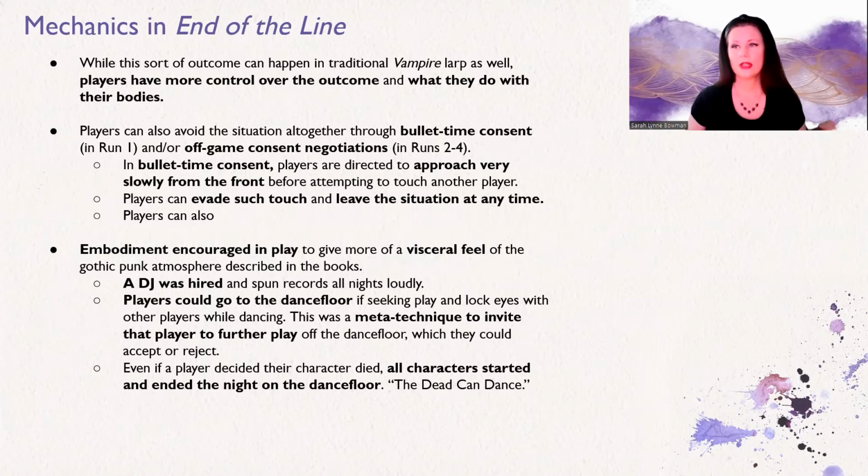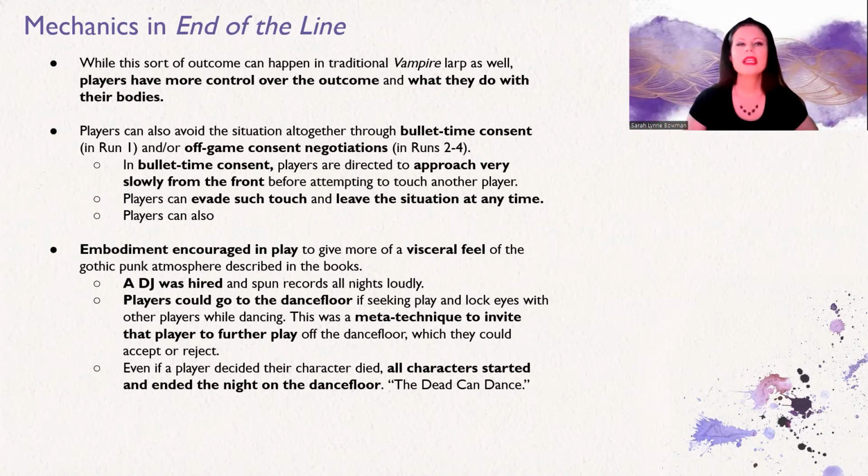oftentimes players in traditional LARPs may not have felt like they had a lot of control over what their characters can do. They may have been, in Vampire, for example, lured into what's called a kill box, which is when a bunch of players decide to summon someone or invite them into what they think is one sort of scene. And it turns out it's a scene designed to kill their character. And this is all happening secretly. And that can be deeply upsetting for players who've had their character for many years. So in this LARP, players have control over what they do with their bodies.